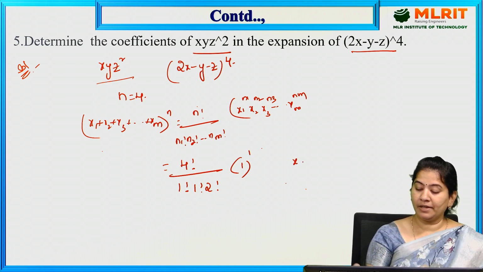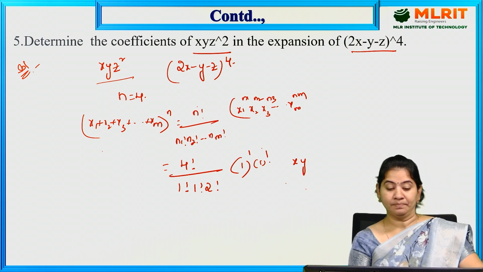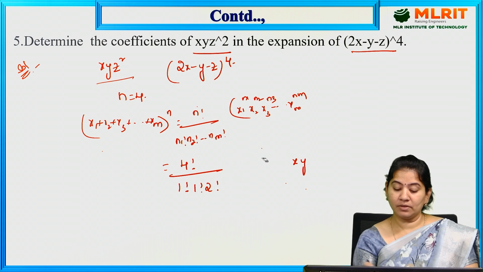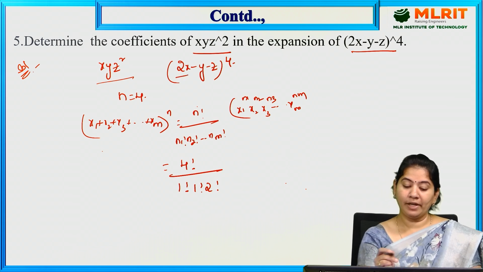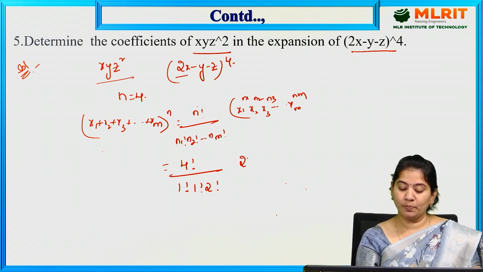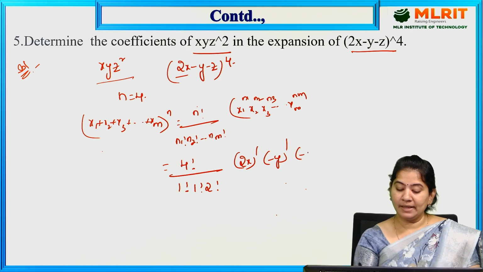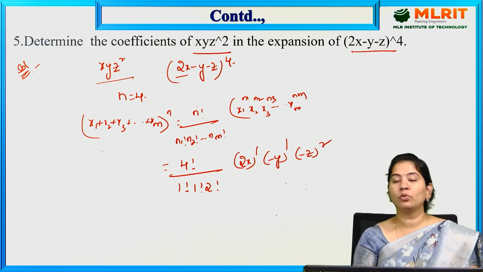So here you will get x, and again 1 power 1, again you will get y, and in z place you will get 2. So here we have the coefficient 2, so 2 into (2x) whole power 1, minus y whole power 1, and here minus z whole power 2 you will get.